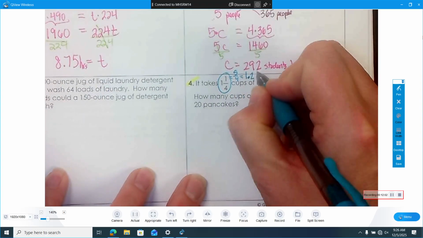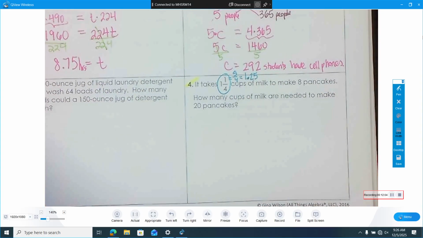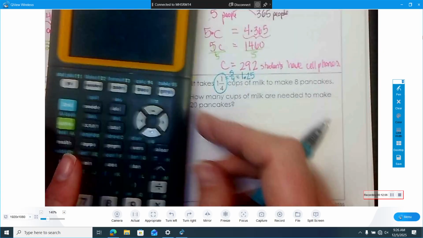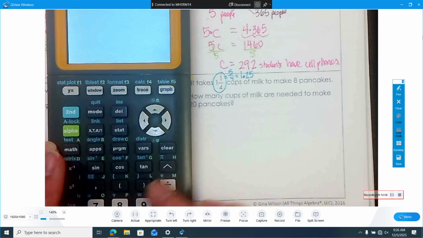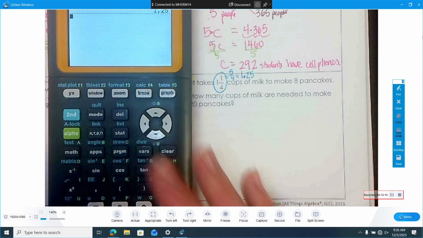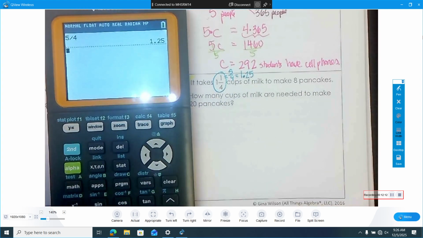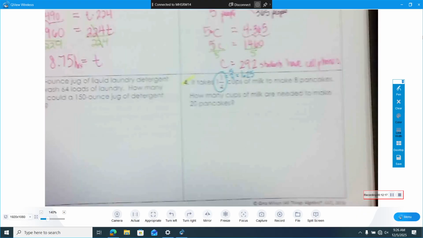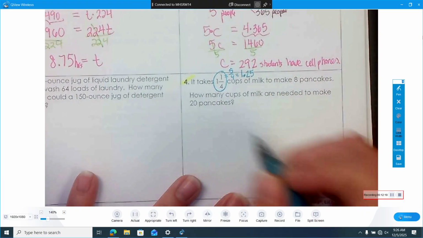1.25. Yes, ladies and gentlemen, 1 1/4 is 1.25, which, of course, if we knew 5 over 4, I can just use the decimal. There you go, 1.25. I would much rather use that in a problem like this. So, what's my fraction going to be?